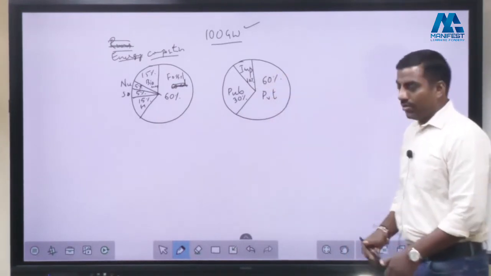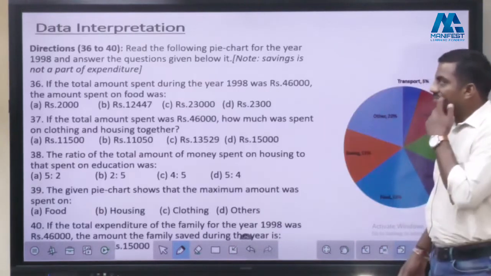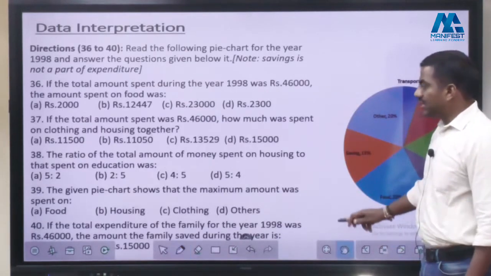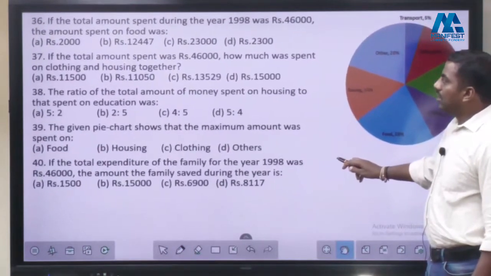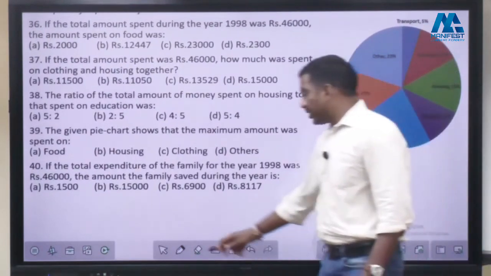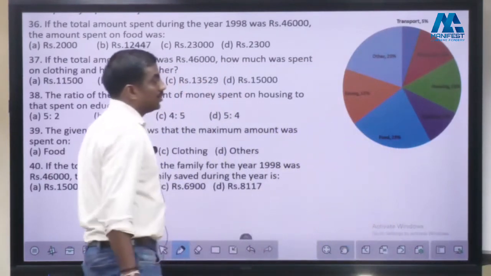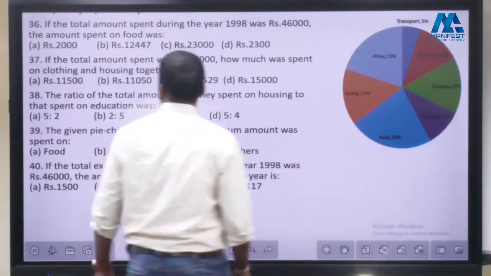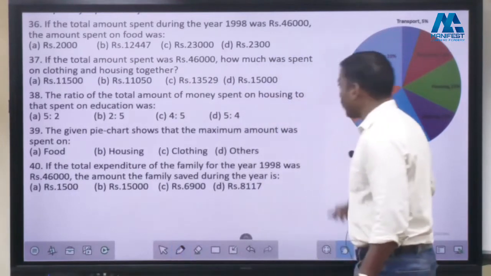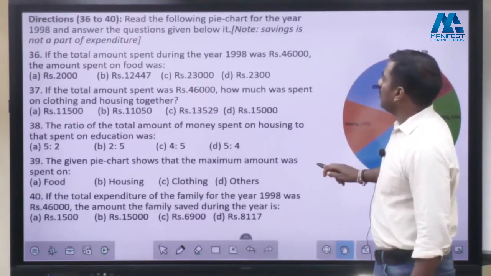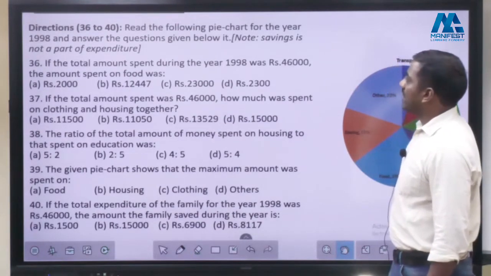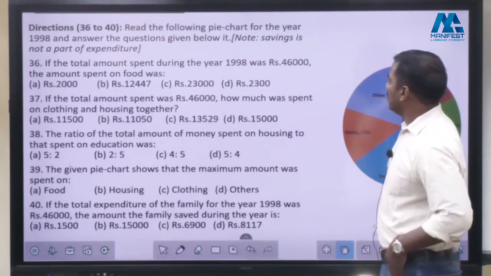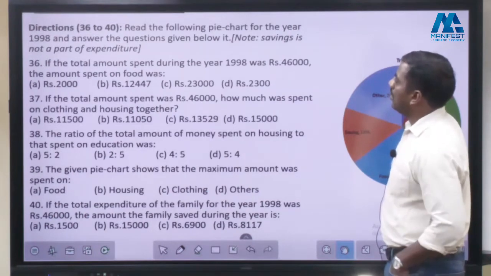Okay, we will go to questions. First question. Look at the pie chart. What have they given? This pie chart is for the year 1998. Note.